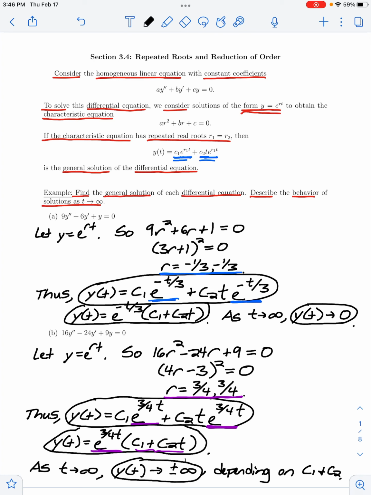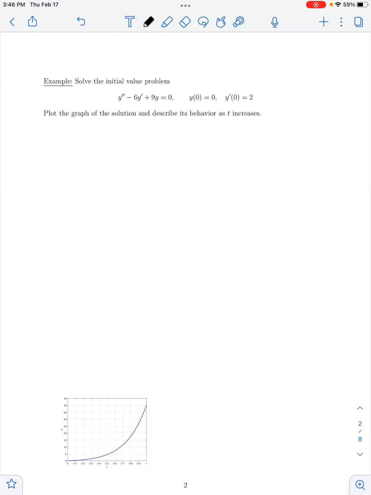So here we would expect that our solutions will either approach 0 if our repeated root is negative, or our solutions will increase without bound in either the positive or negative direction, depending on the sign of our constants, if the roots are positive. So let's look at some other examples illustrating this case of repeated real roots with initial conditions given.